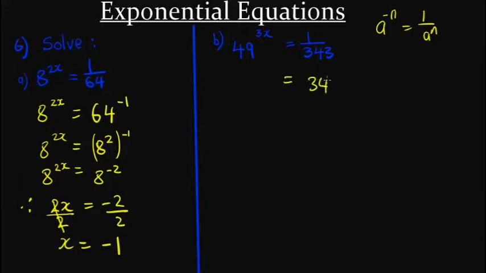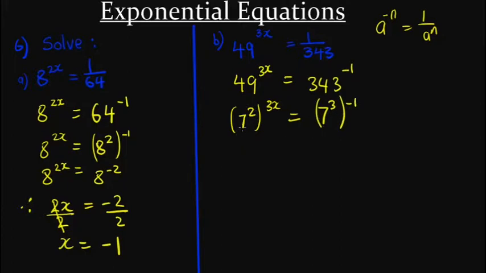So we can rewrite this as 343 to the negative 1. Now we need to find a base, common base, that we can write both of these terms in. So 7 squared gives us 49. And we know that 7 cubed gives us 343. So we have rewritten both terms with the same base.